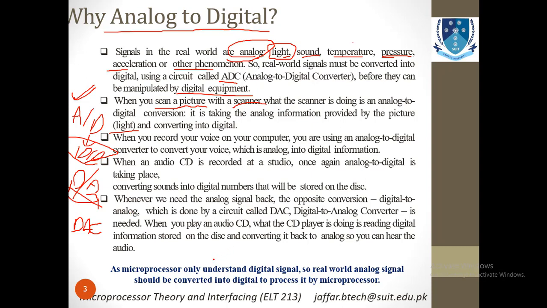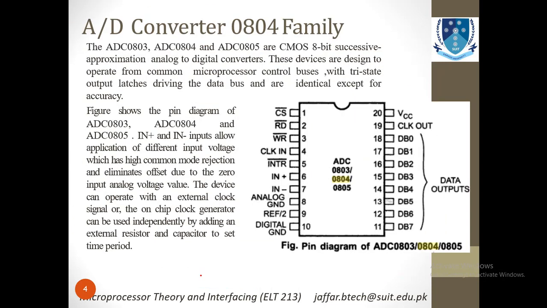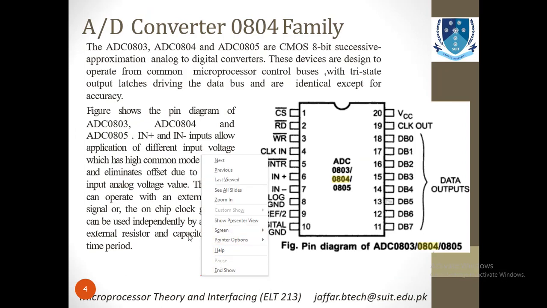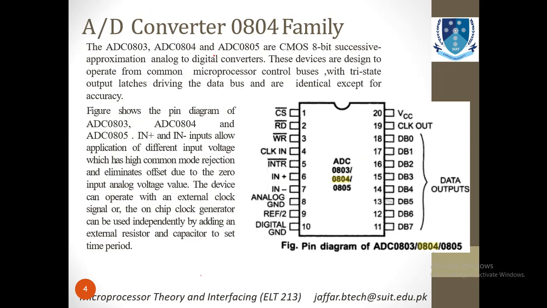Note that a microprocessor only understands digital signals, so real world analog signals should be converted into digital before you process them. Before you process, you first have to convert the analog signal generated by natural, real world phenomena into a digital signal, and only then process it on the microprocessor.